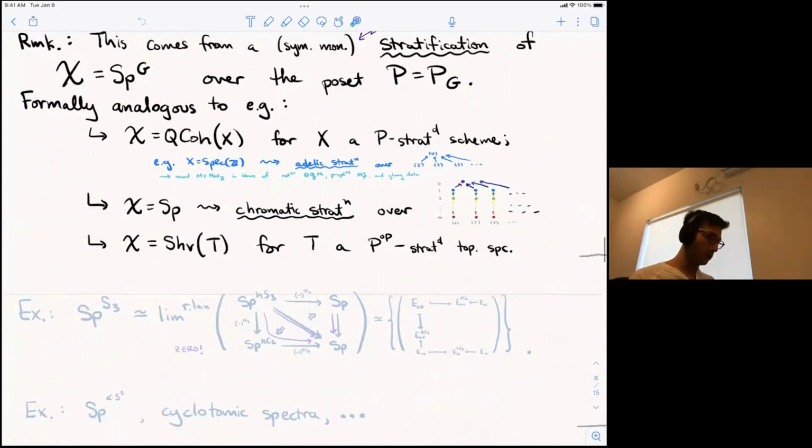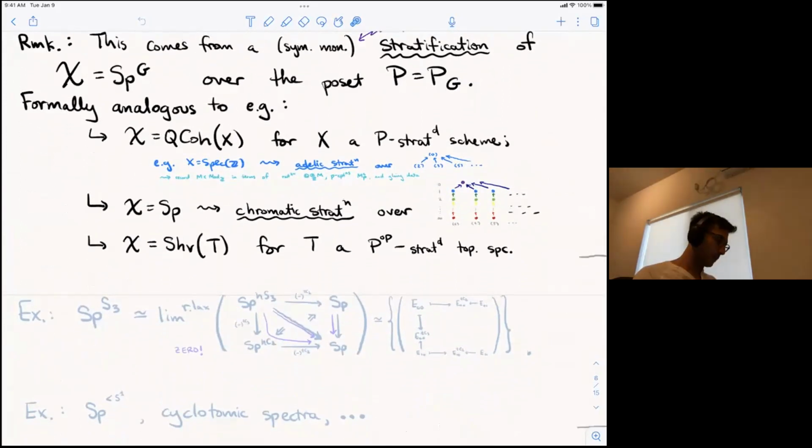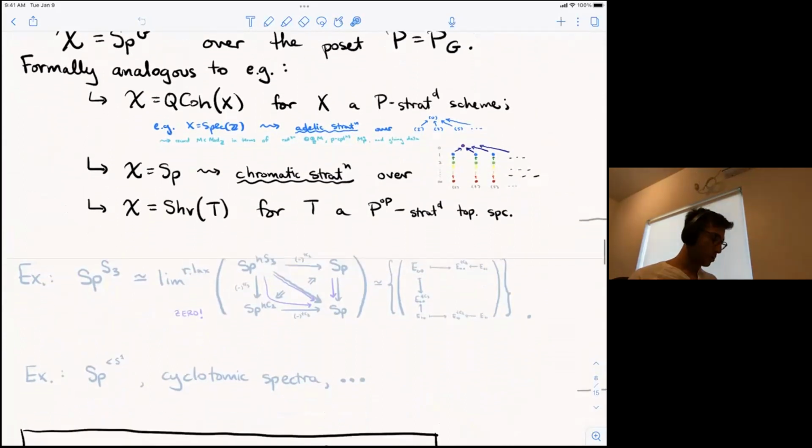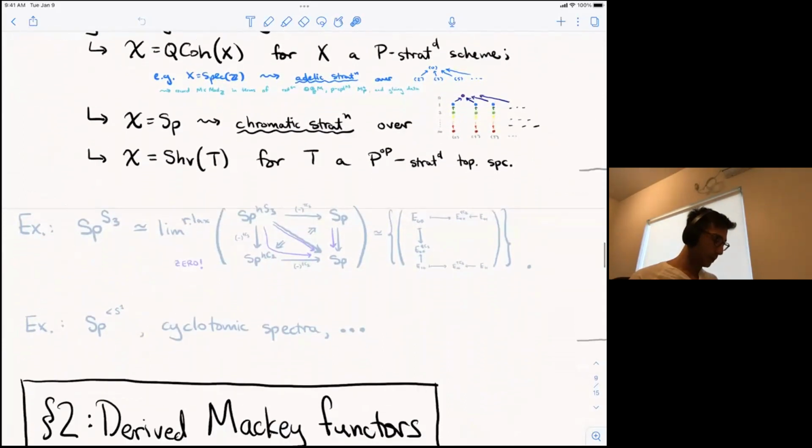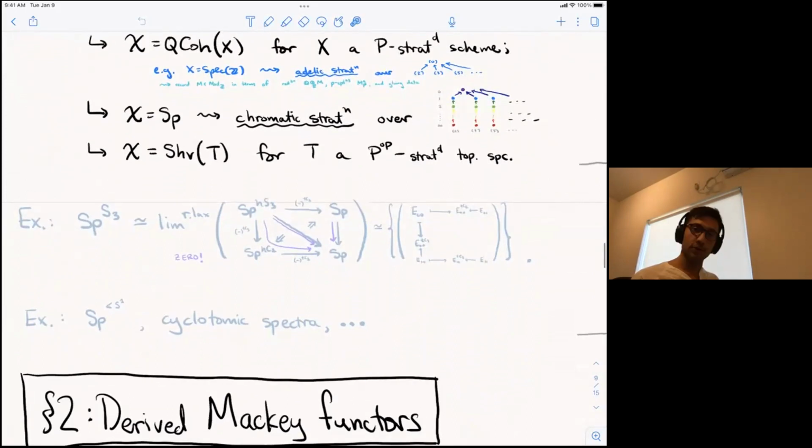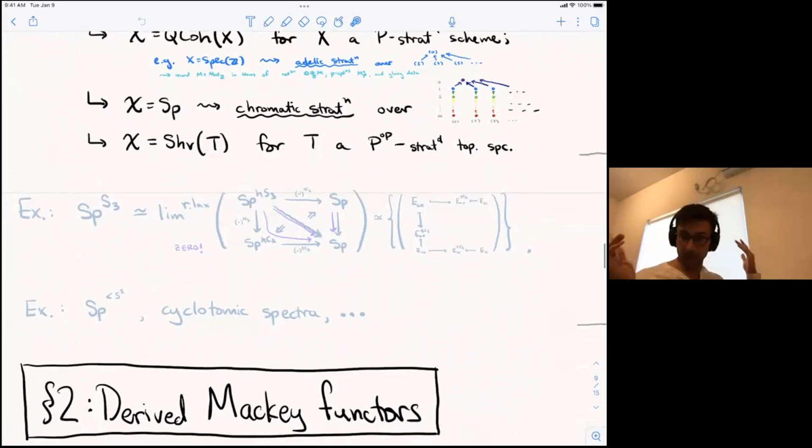In a different direction, you can apply this to proper genuine S1 spectra, and then after that to cyclotomic spectra. That's a totally different talk, but that was the original motivation for all of this. Okay, so that was the story of G spectra and how they're related to equivariant cohomology, and then the stratification that helps us compute that.